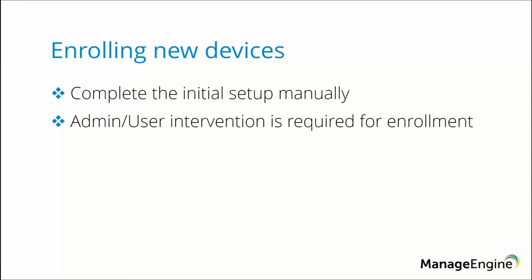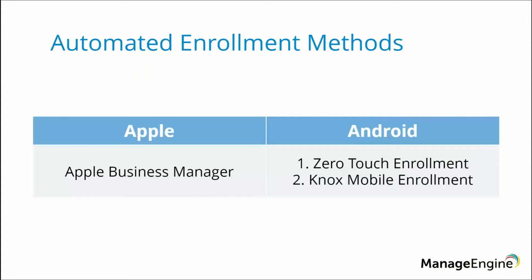So these are all the enrollment methods that we have for the devices that are already in use. When it comes to new devices though, you will have to complete the initial setup process manually, which makes it clear that an intervention by the end user or the admin is required. So to tackle this, we have an option to automate the enrollment procedures via MDM. MDM automates the enrollment with the help of Apple Business Manager for Apple devices and via Zero Touch Enrollment and Knox Mobile Enrollment for Android devices.